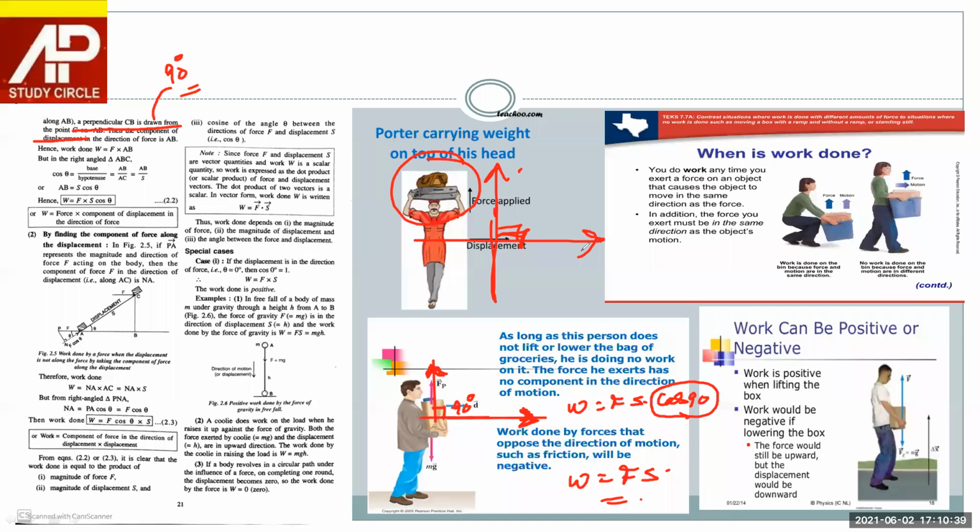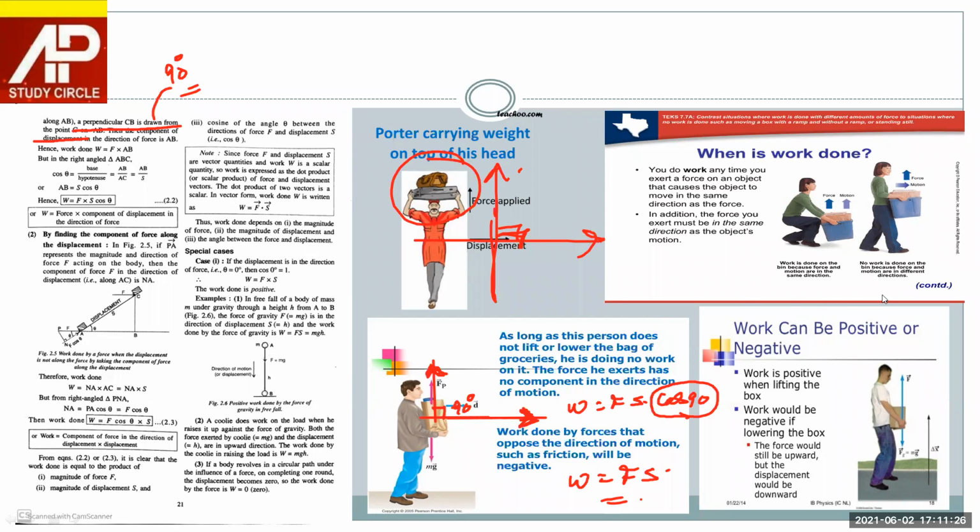He is not doing any work when he keeps the load on his head and walks forward on the ground. He's not doing any work because the angle between the movement and the force applied becomes 90, and cos 90 is itself zero. Although it seems that he's carrying a load on his head and doing all the hard work, theoretically we should not consider it as work done by the force.